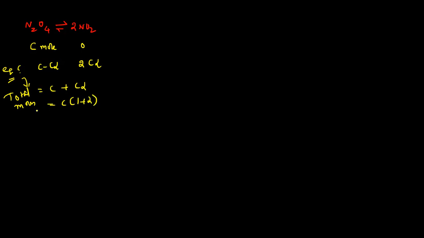Initially, what is the vapor density given? It is the initial vapor density of N2O4, which is molecular weight by 2. The molecular weight is 92, so 92 by 2 is 46.